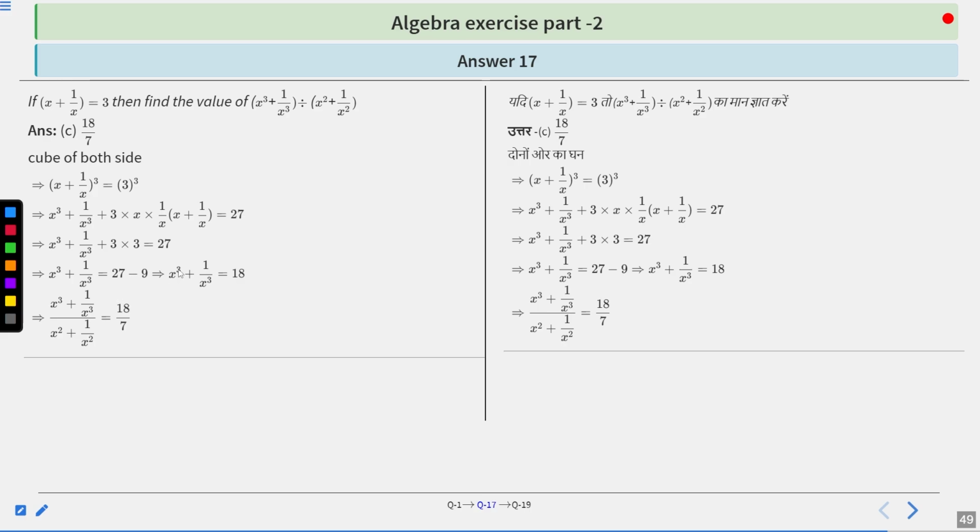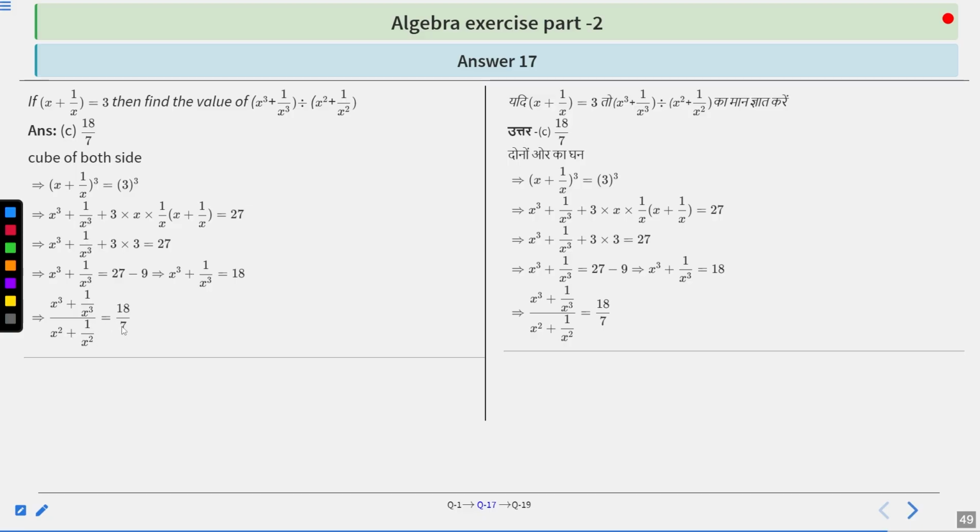So we now have the value of x cube plus 1 upon x cube as well as x square plus 1 upon x square. So to find x cube plus 1 upon x cube divided by x square plus 1 upon x square, we can divide the value of x cube plus 1 upon x cube, that is 18, by the value of x square plus 1 upon x square, that is 7.